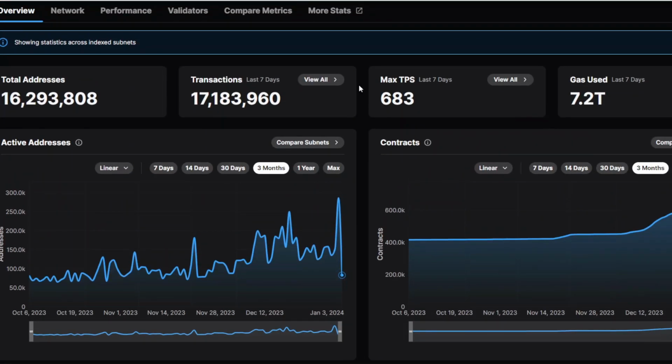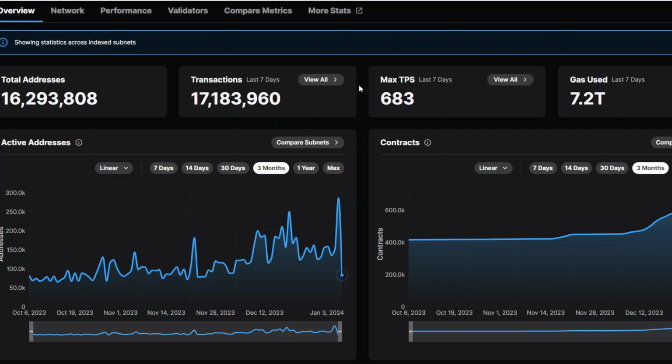And right now we see that there's 16.3 million addresses or holders of Avalanche. There's been 17 million transactions in the last 7 days. Some of the smaller tokens I usually cover don't even see 17 million transactions sometimes in a year, or haven't even hit that number in their life yet. So that just shows you the type of speed these guys are working at.